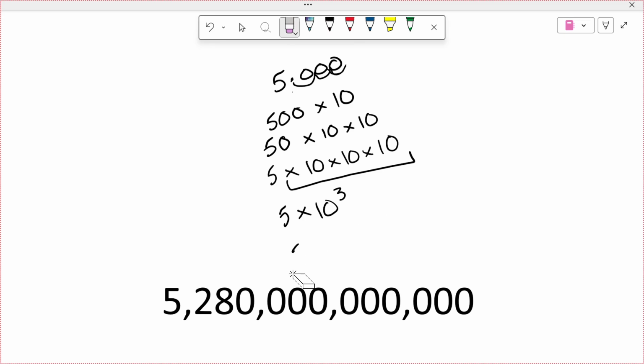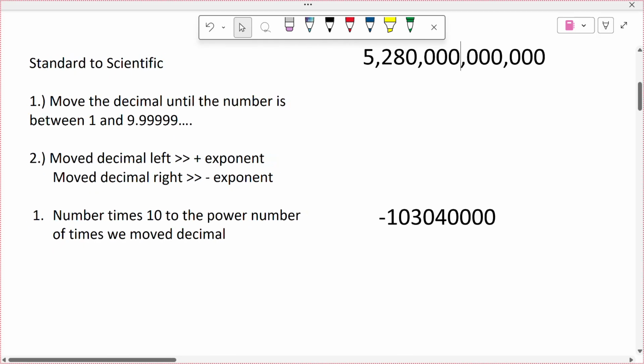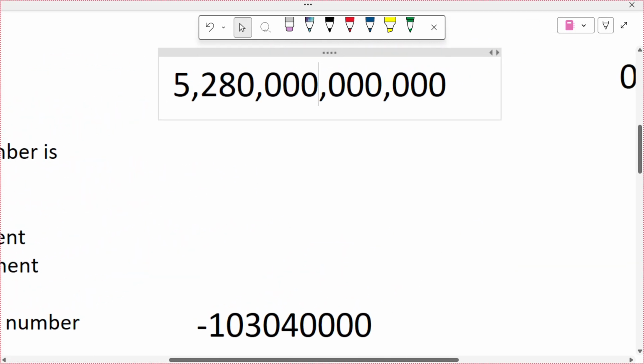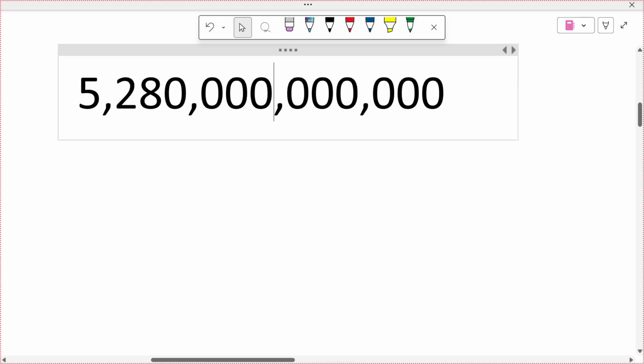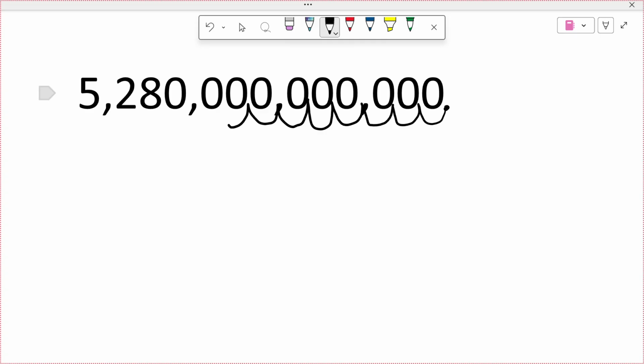Okay. So here's what we're going to do. I have the steps in the notes if you actually want to write them out, but I think you'll get it from just watching my example. Again, scientific notation, we need a number between 1 and 10. So I'm going to move the decimal until I have a number between 1 and 10. So right now, if I were to stop right here, I would have 5,280, 528, 52.8. If I drop it off right here, I have 5.28. So I'm going to write down 5.28.